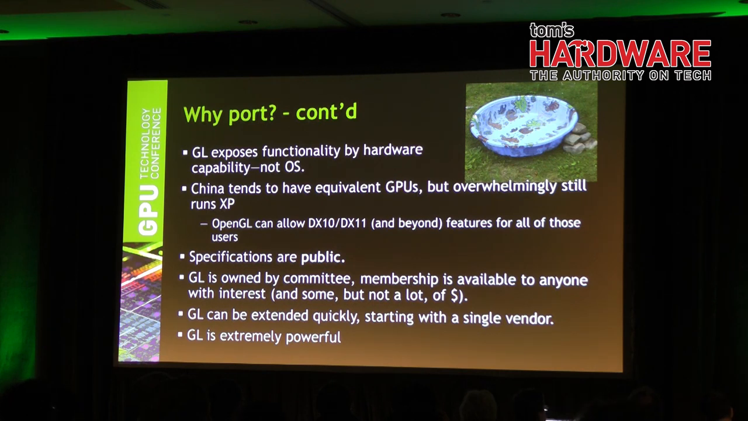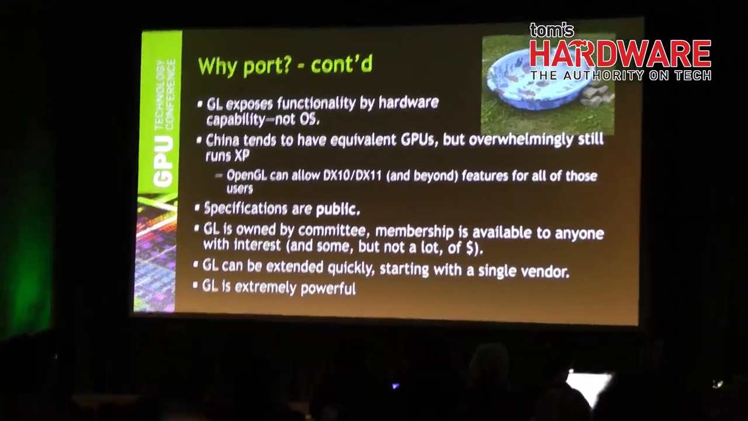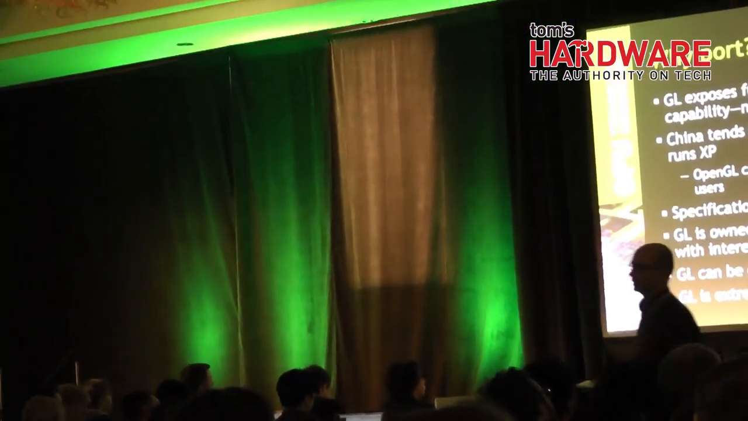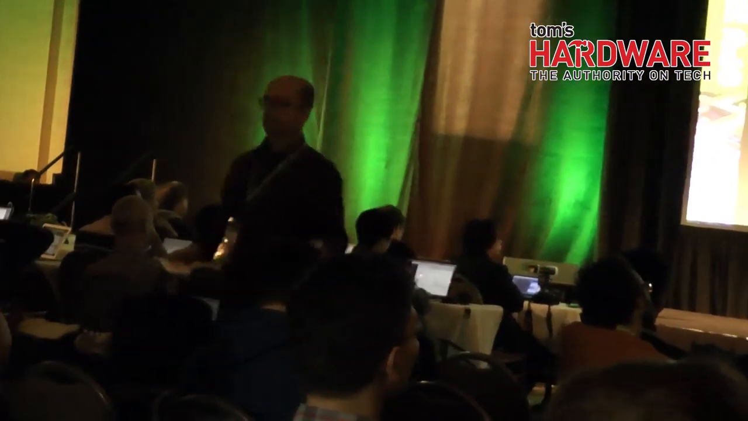OpenGL is a standard public API, meaning you can go to opengl.org and read about the entire API. There's a very good specification for all that. Some of it can be hard to read, but there's also a whole bunch of good books. There's a very active, passionate community behind OpenGL, and it's growing. Anyone can become a member of the Khronos Group, which shepherds OpenGL, and there's a whole bunch of vendors that are members of that.